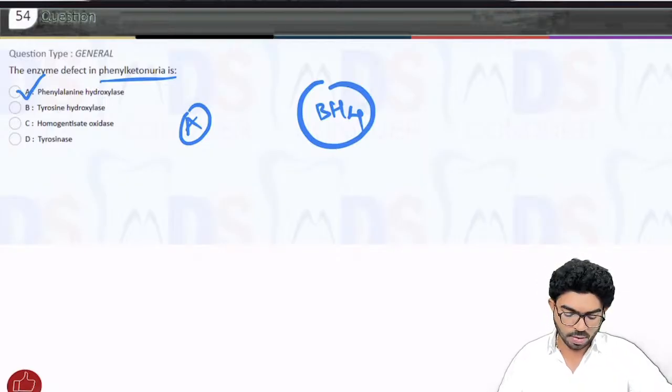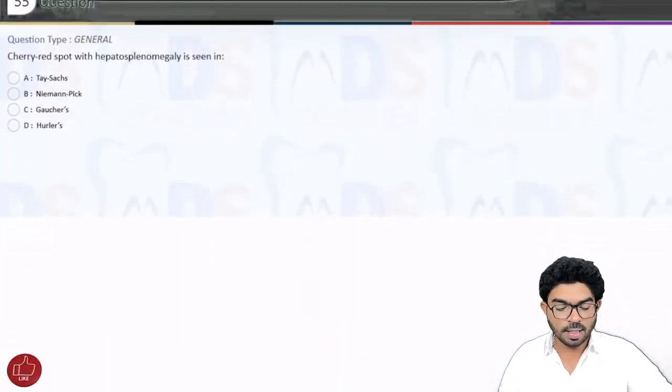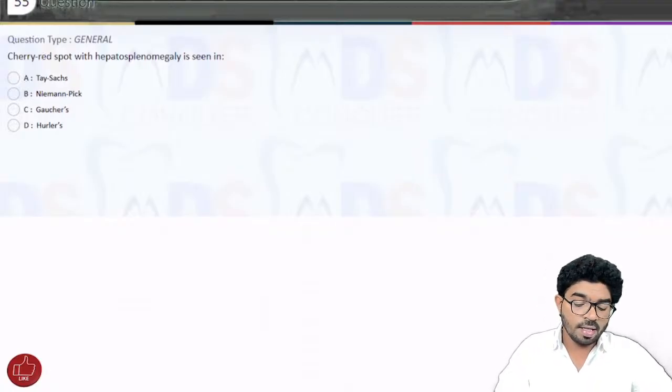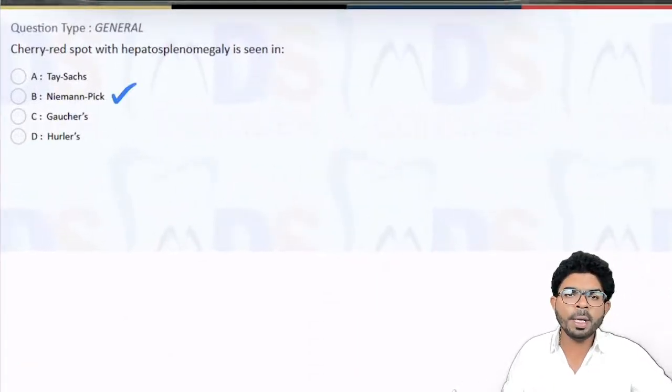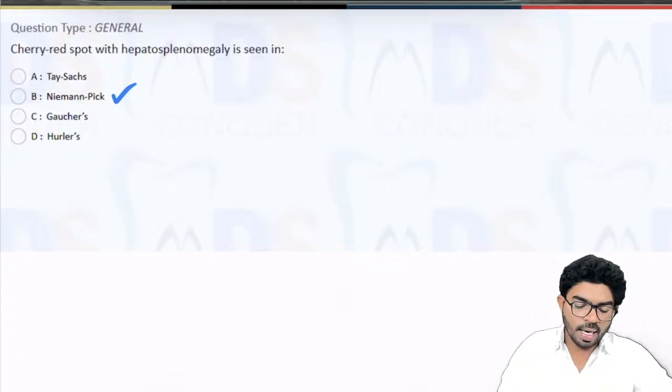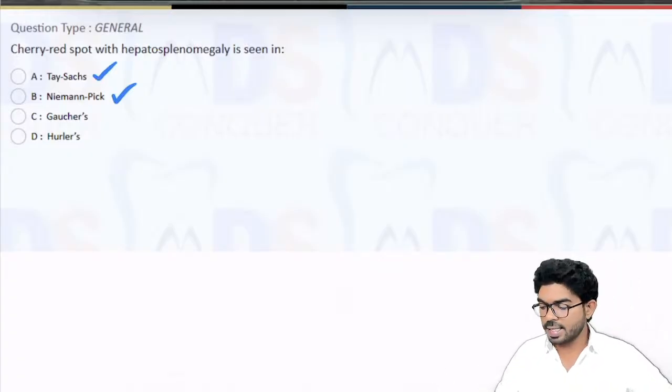I'm moving to the next question, 55. Cherry red spots with hepatosplenomegaly. I clearly told you cherry red spots are seen in two lysosomal storage diseases, which we have discussed in our class. The first lysosomal storage disease is Niemann-Pick disease, and the second is Tay-Sachs.